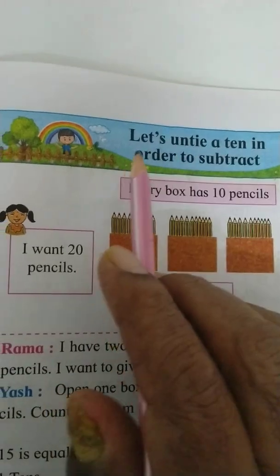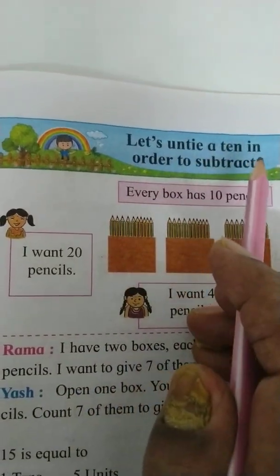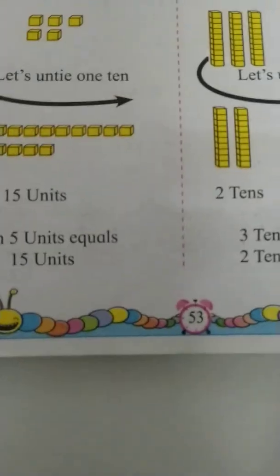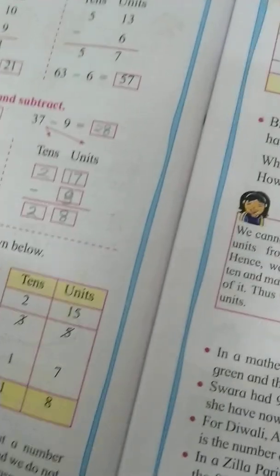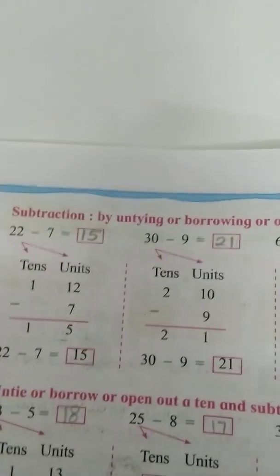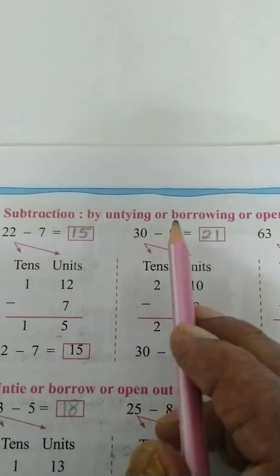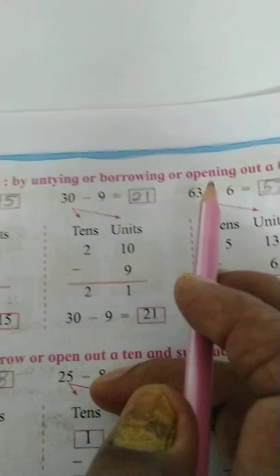Hello children, we are going to learn to untie a 10 in order to subtract. Page number 53 is completed. Now page number 54: subtraction by untying, or borrowing, or opening out a 10.